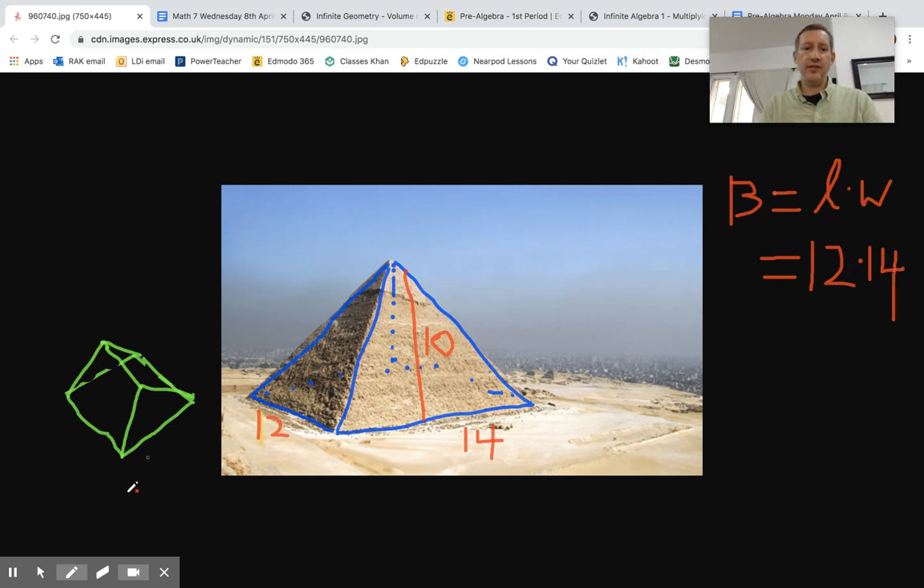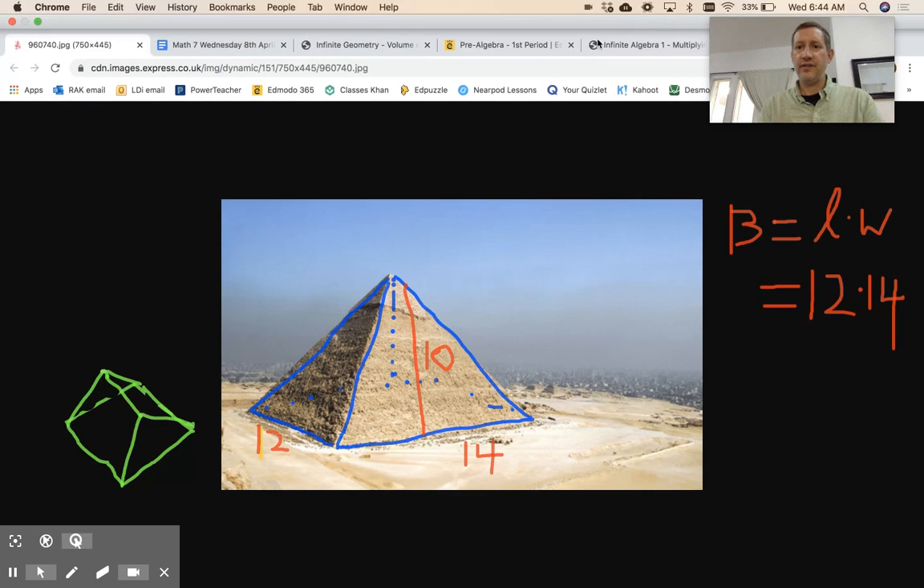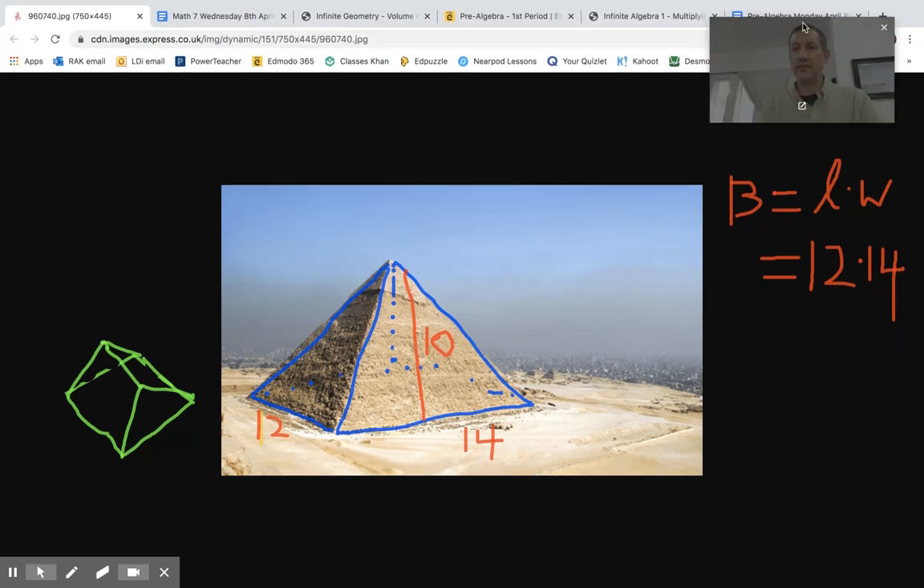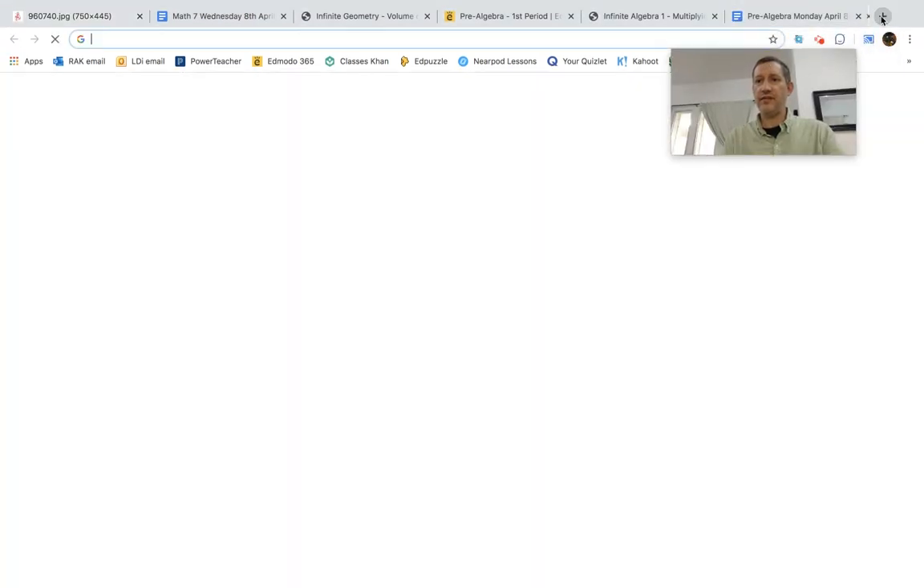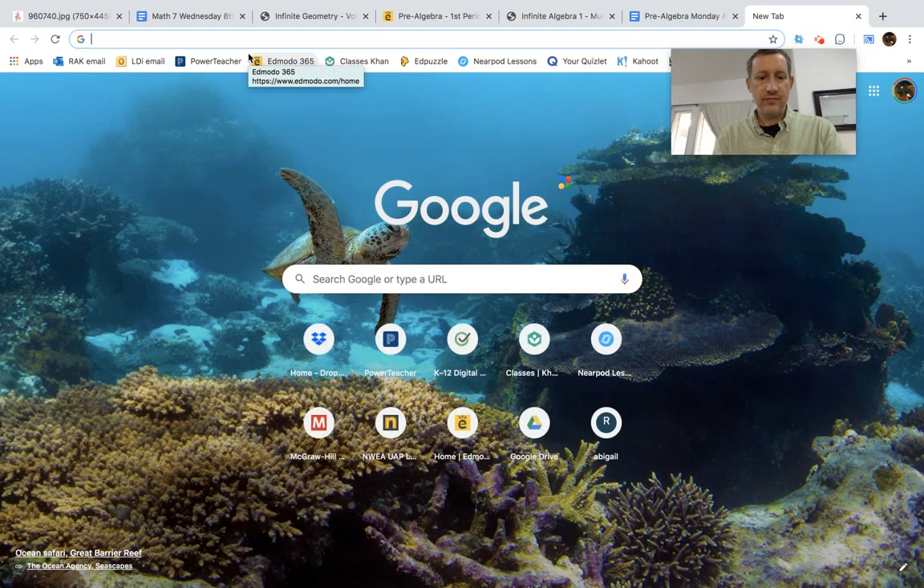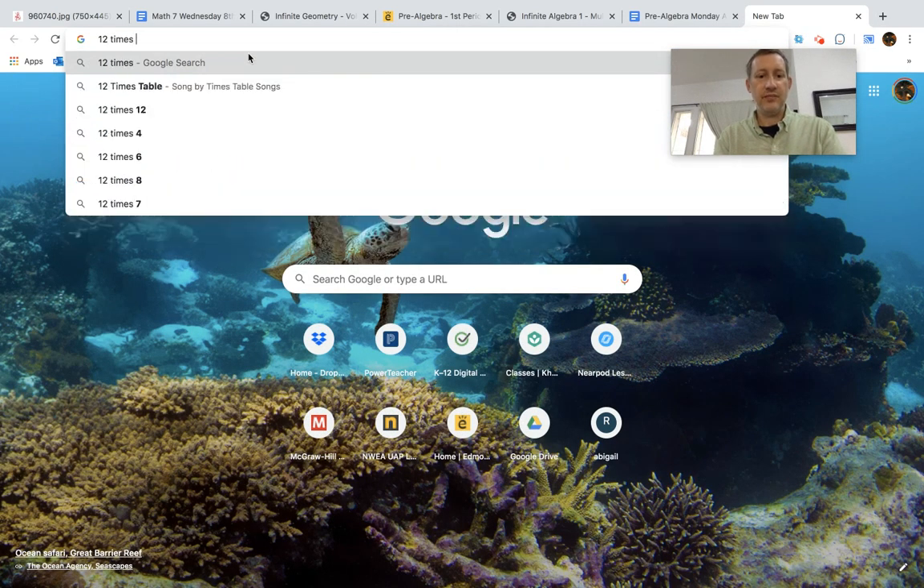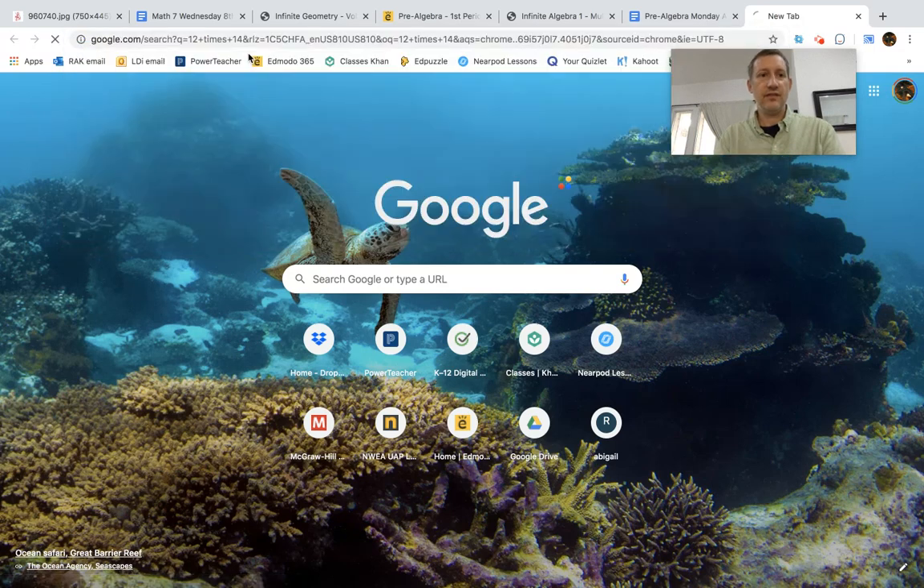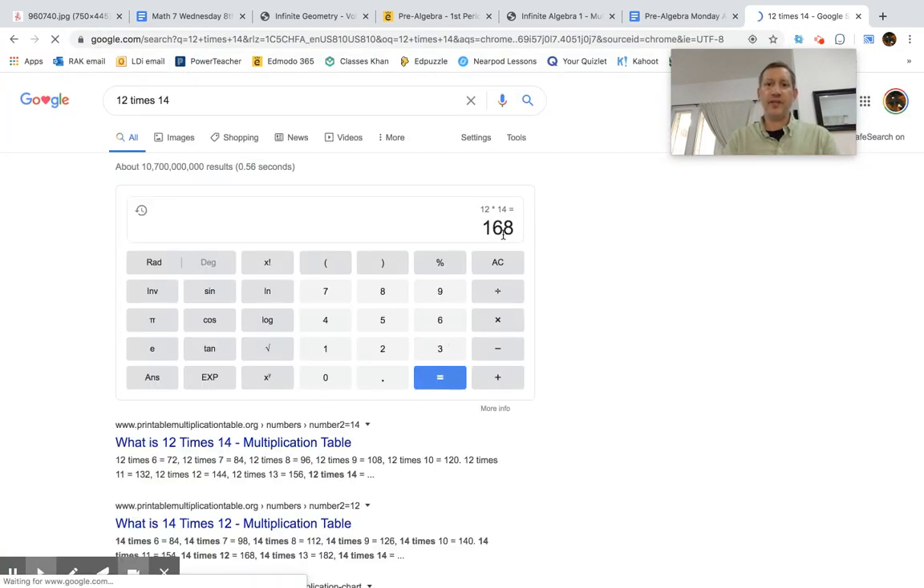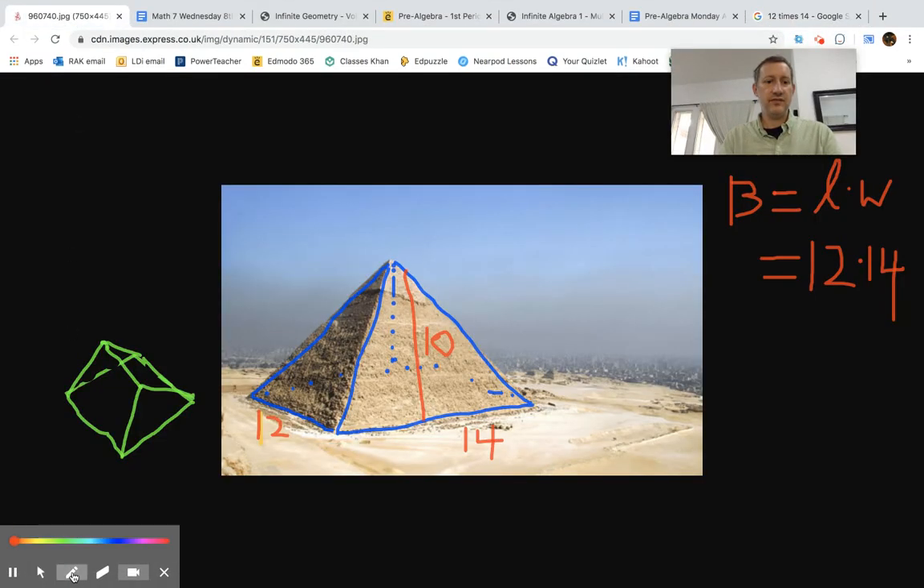I'm going to go ahead and use my handy dandy calculator. Oops, let me move my face out of the way. So 12 times 14. I didn't have my calculator pulled up. That's 168, okay? 168. So we have a base of 168. Now we've only found the area, and that's going to be yards squared. We only found the area of the bottom.